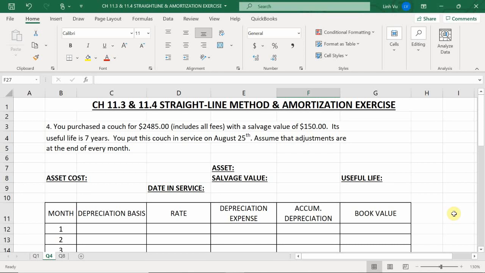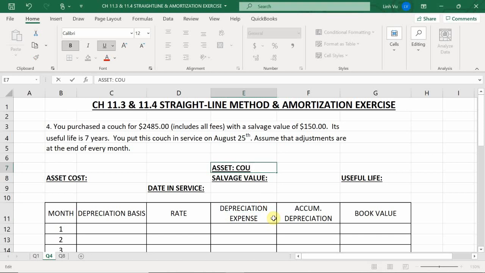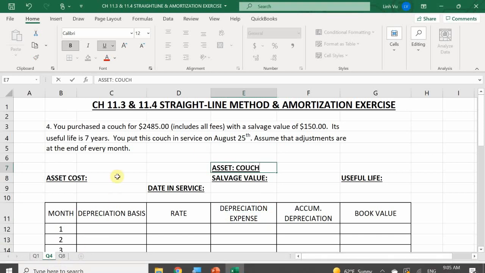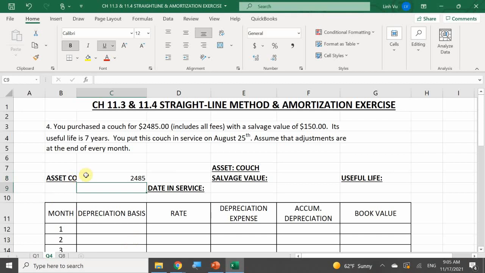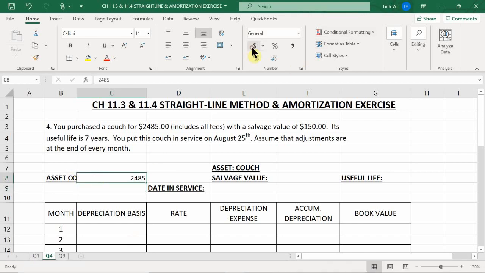Okay. So in this case, what did I buy? A couch. All right. What was your asset cost? $2,485. Okay. What's the salvage value? 150. All right. Estimated useful life? 7 years.